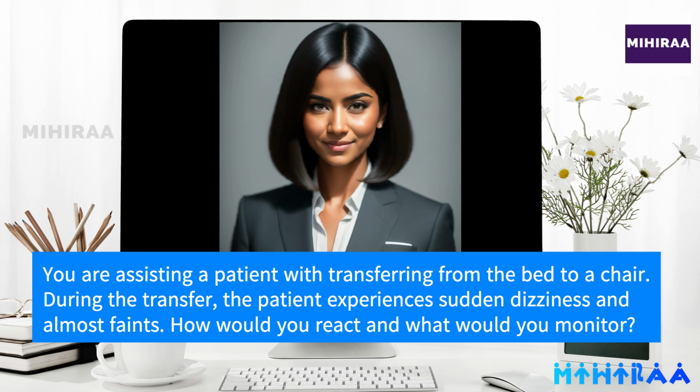You are assisting a patient with transferring from the bed to a chair. During the transfer, the patient experiences sudden dizziness and almost faints. How would you react and what would you monitor?